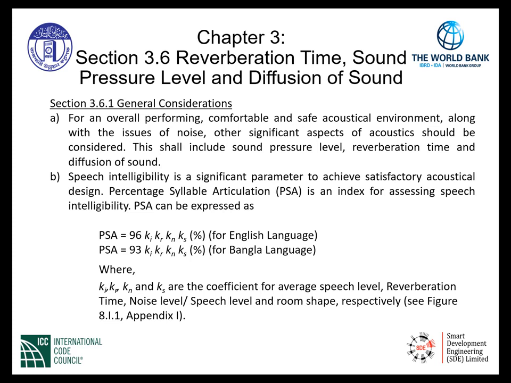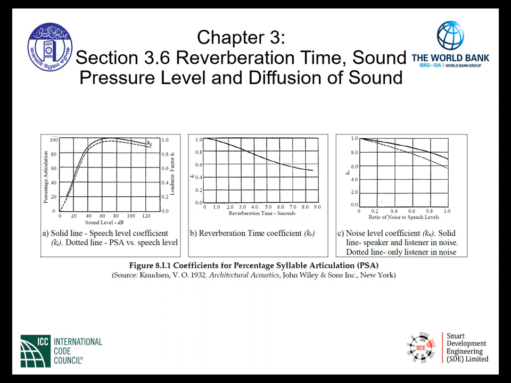These tables are located in Appendix I and provide the curves to determine speech level coefficients, reverberation time coefficient, and noise level coefficient for use in determining the percentage syllable articulation, or PSA. As we can see, curve A has a solid line, which is a speech level coefficient. The dotted line is the PSA versus speech level. Curve B gives us the reverberation time coefficient, K sub R. Curve C gives us the noise level coefficient, K sub N. Solid line is the speaker and listener in noise. The dotted line is only listener in noise.